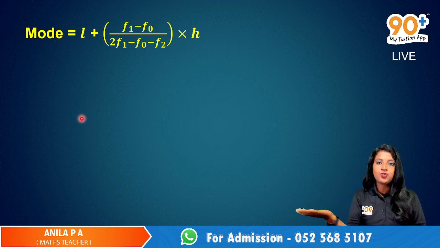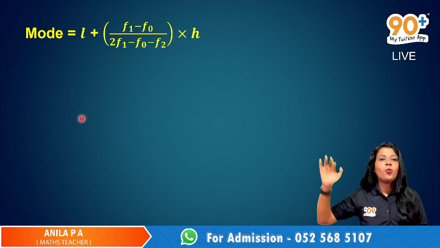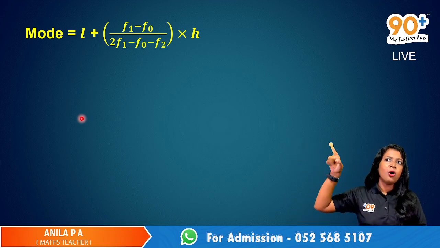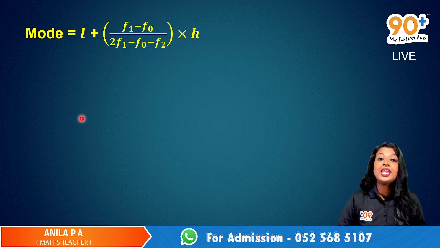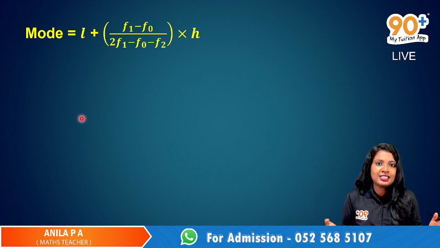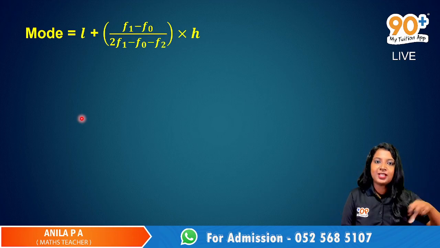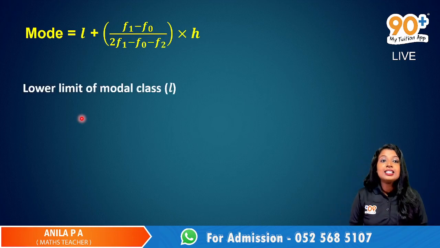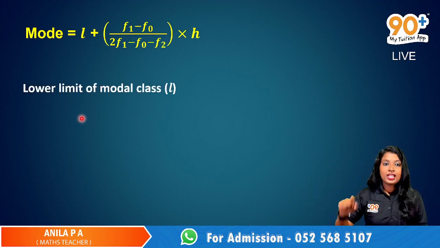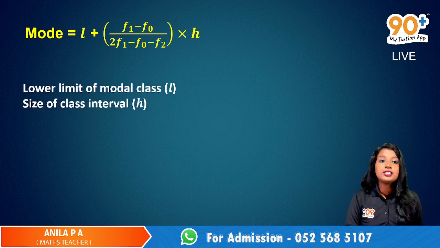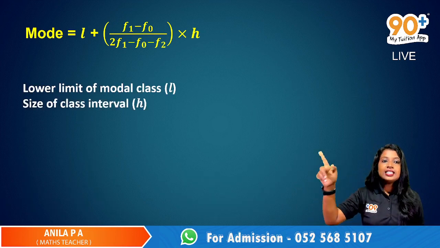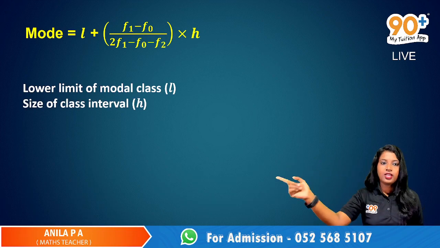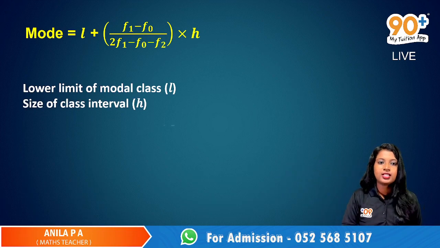Now again we are trapped. Are we trapped? No, we already know. L would be the lower limit of what? Median class? Is it the median class? No, it's the modal class because we are finding the mode. So L is the lower limit of the modal class, right? And what is this F1? F1 is the frequency of the modal class. Here the class size is given. H is the class size.